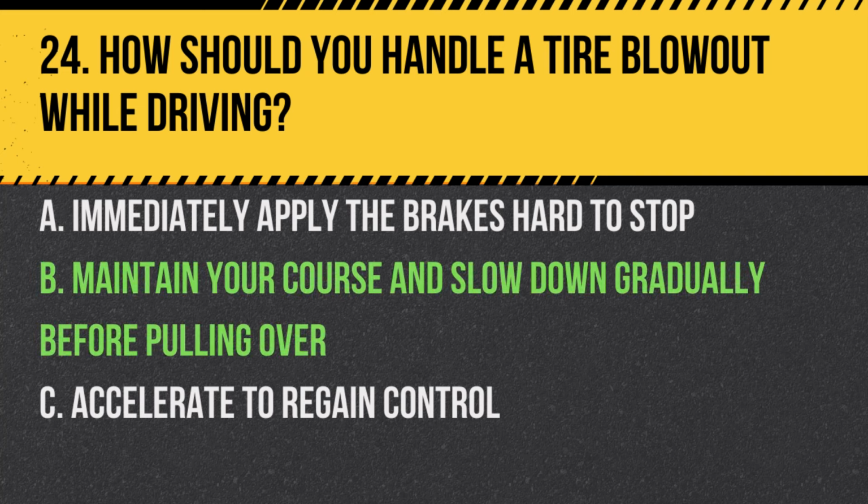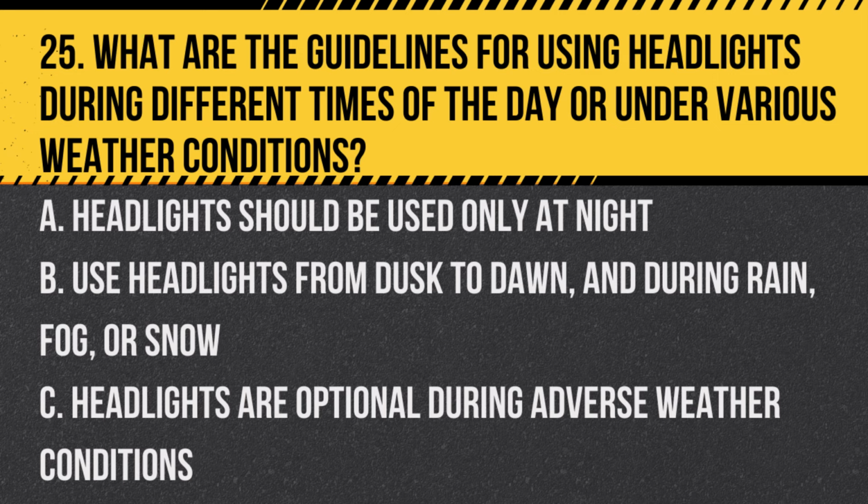Question 25. What are the guidelines for using headlights during different times of the day or under various weather conditions? A. Headlights should be used only at night. B. Use headlights from dusk to dawn and during rain, fog, or snow. C. Headlights are optional during adverse weather conditions. Answer B. Use headlights from dusk to dawn and during rain, fog, or snow. It's important to use headlights not only at night, but also during any conditions that reduce visibility.